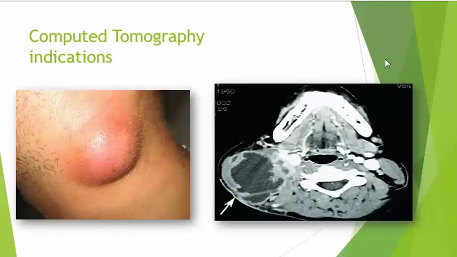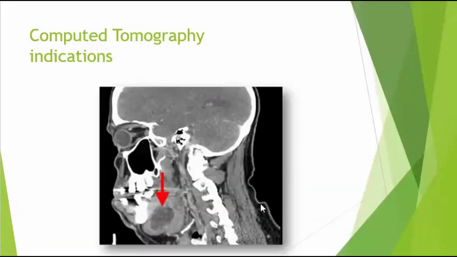CT scans are also used for diagnosis of facial abscesses. This patient comes to the clinic with a swelling in the angle of the mandible. After taking a CT scan, this area highlighted here as radiolucency is an abscess. In this sagittal slice, we can see a submandibular space infection, and this is the abscess. You can see that the extent of the abscess has compromised the airway.